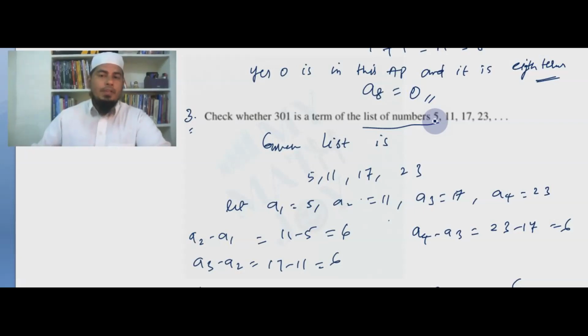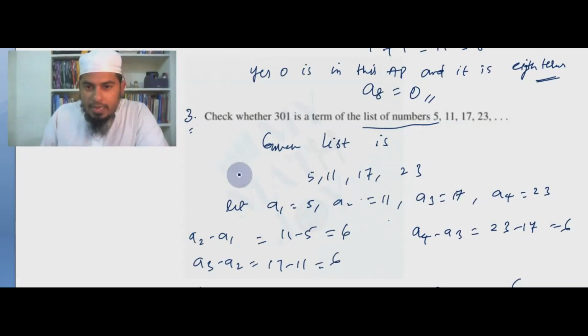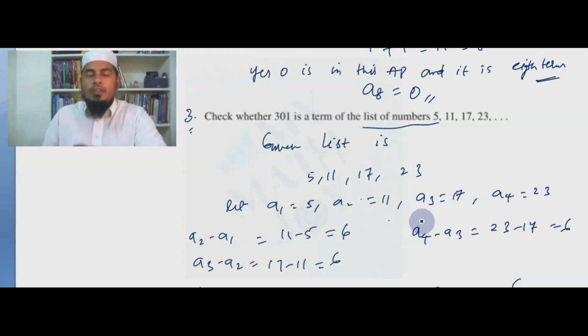So how can we do the problem there? We do a simplification to decide whether it is an AP or not. How will we decide whether it is an AP or not? By finding the common difference: a2 minus a1, a3 minus a2, a4 minus a3. Everywhere we have done 11 minus 5, 17 minus 11, 23 minus 17, and everywhere we got 6 as the common difference.